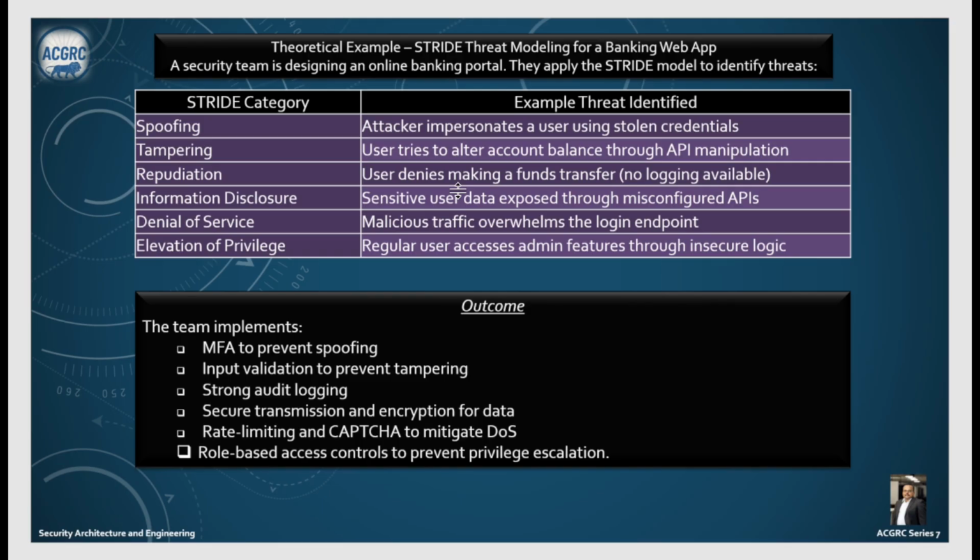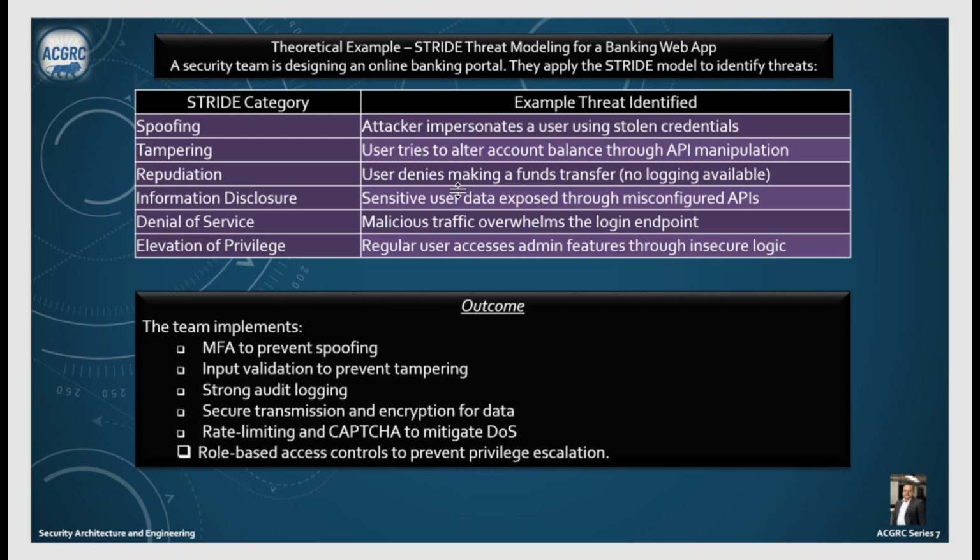Under information disclosure, sensitive user data is exposed through misconfigured APIs. They will look at it for this scenario. From a denial of service perspective, malicious traffic overwhelms the login endpoints. So how can that threat be addressed? From an elevation of privilege perspective, a regular user accesses admin features through insecure logic. If that is the case, how can it be addressed?